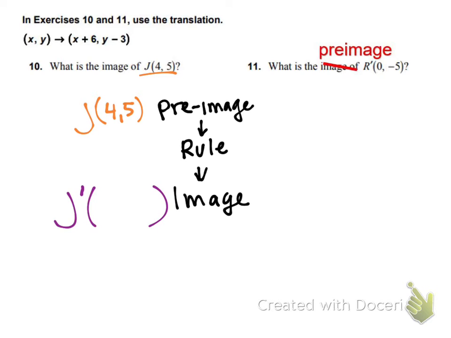So what is my rule here? Plus 6 and minus 3, right? So we're going to do x plus 6. What is 4 plus 6? 10. And then 5 minus 3, 2. So J prime is 10, 2.